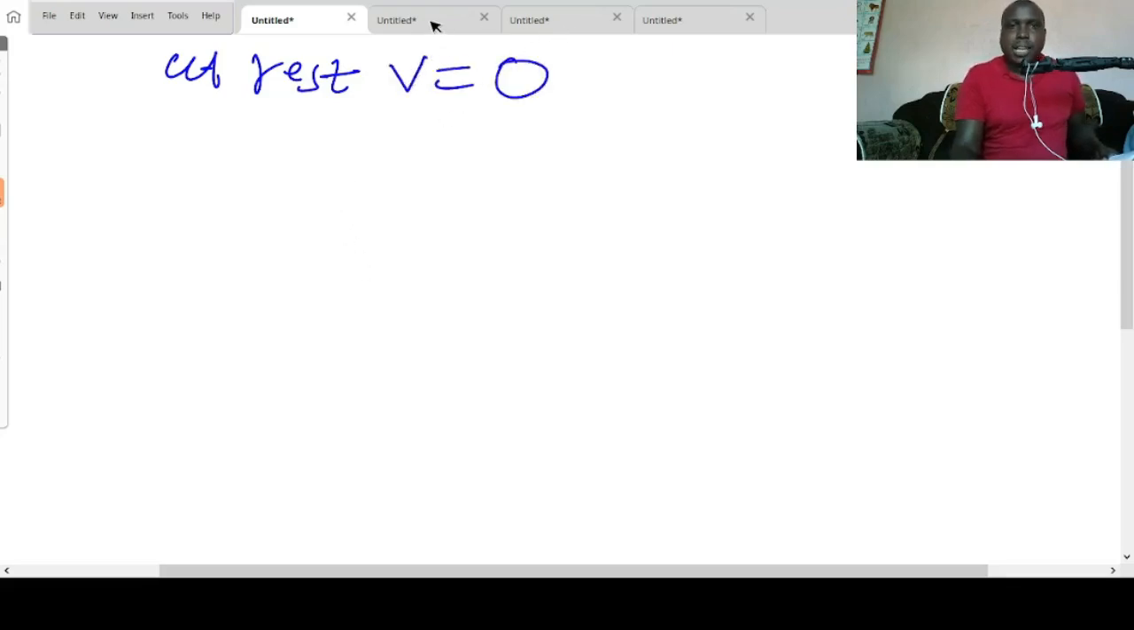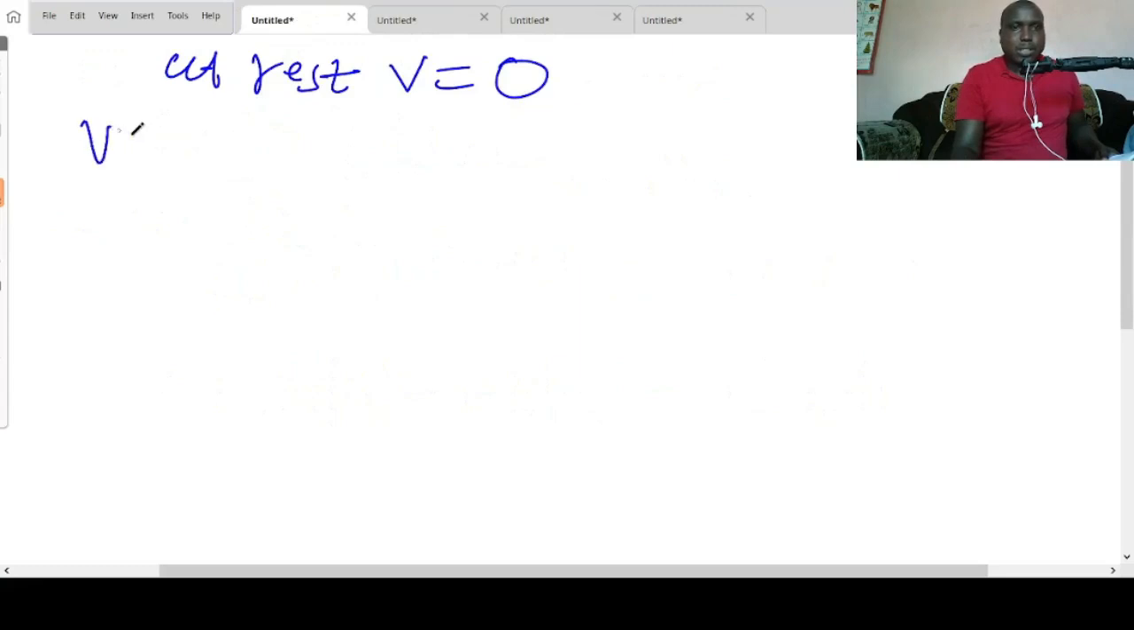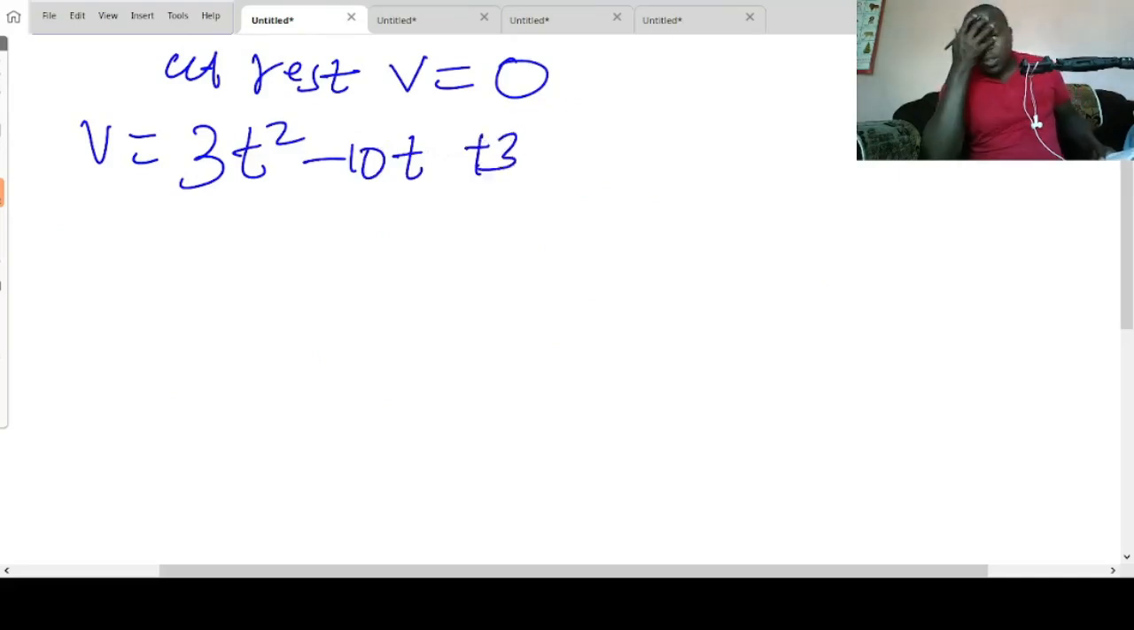Now you come here and look at our velocity. Our velocity was 3t squared, so you copy that. So velocity is equal to 3t squared minus 10t plus 3. So you need to equate this one to 0. That means you need to solve to find the time when that happens.